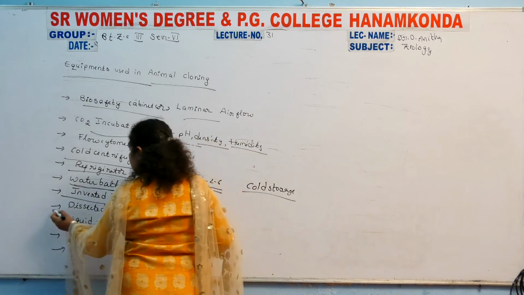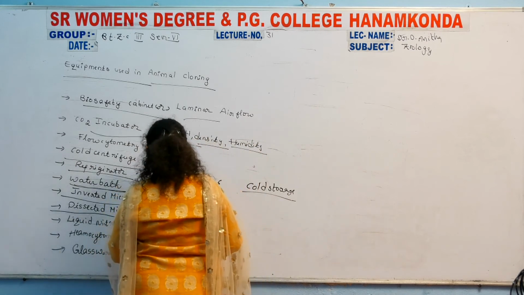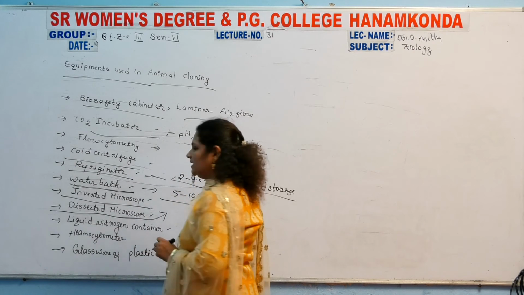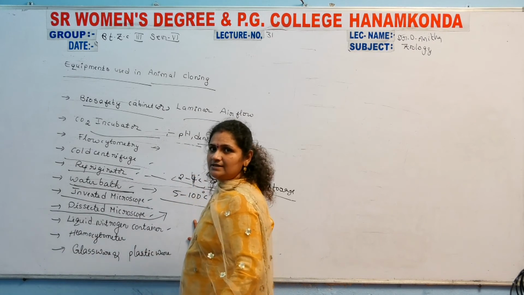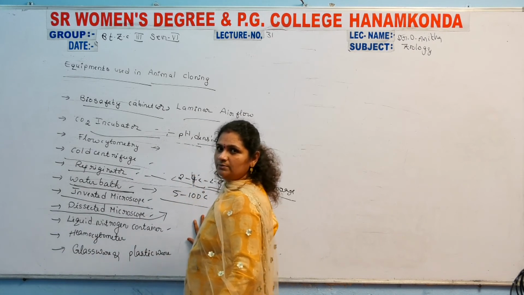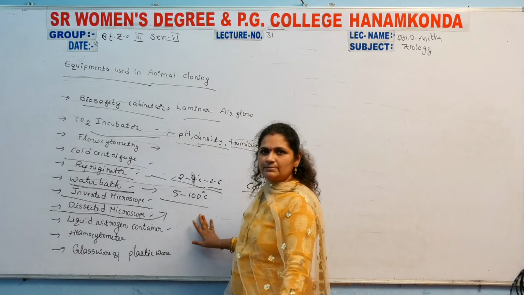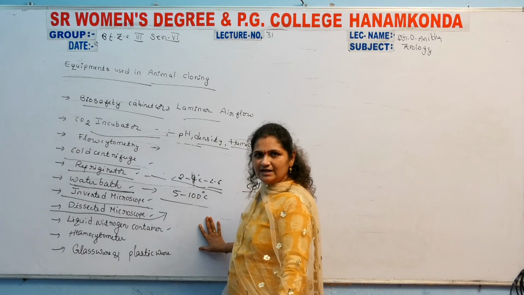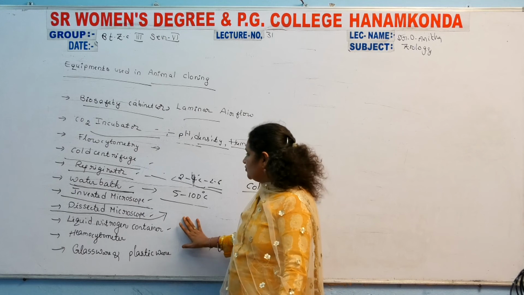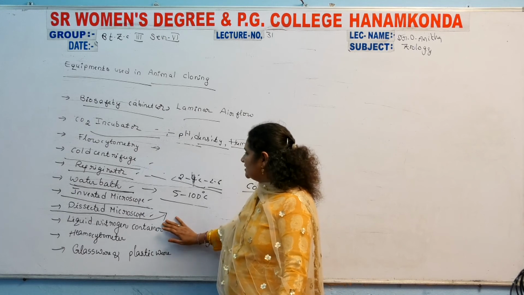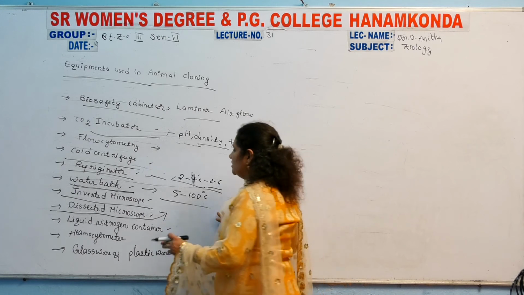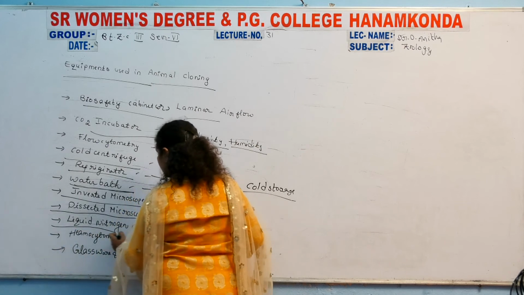And next, the dissecting microscope is also there. This microscope is mainly helpful for cutting. It is used to separate the samples, separate the slides, and separate the cells. So this type of microscope is considered a dissecting microscope here.